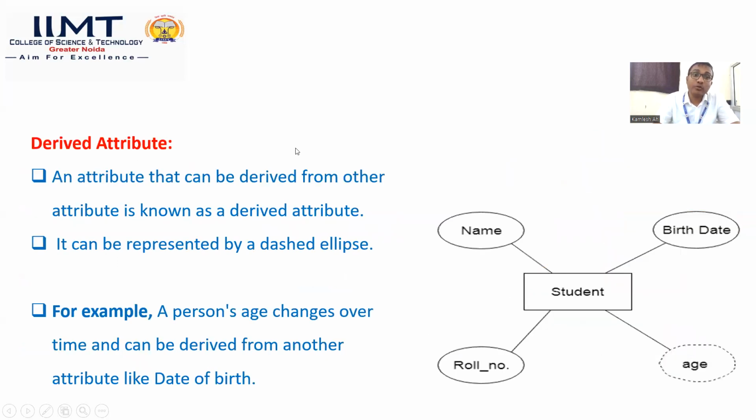Derived attribute: an attribute that can be derived from other attributes is known as a derived attribute. It is represented by a dashed ellipse.